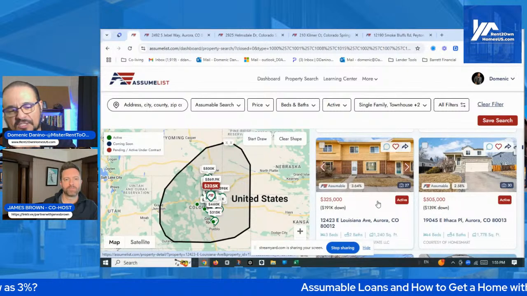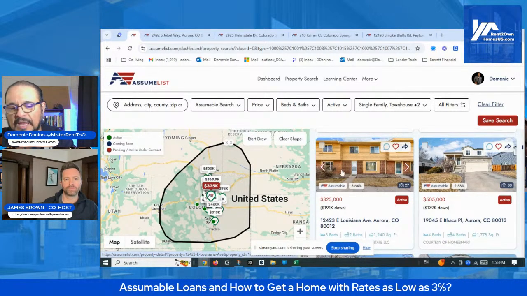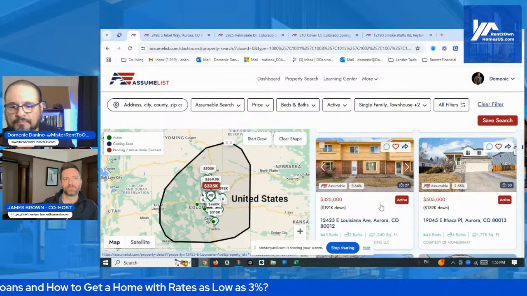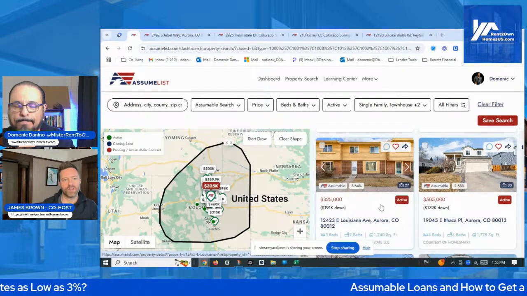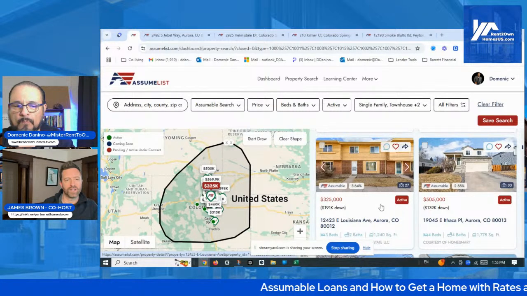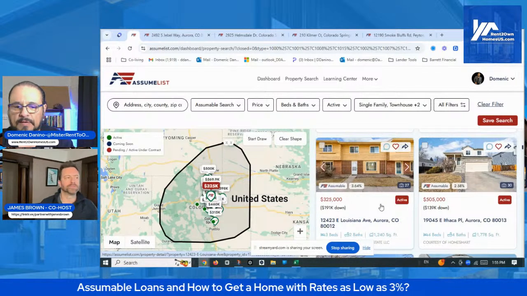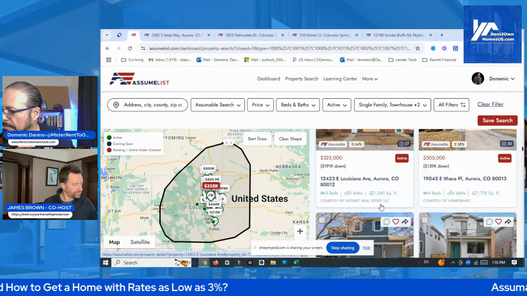If they have an FHA assumption, when they assume it, then you're released. But if you have a VA one, it may or may not get released depending on who the buyer is. If it's a VA buyer, it's released. If it's a non-VA buyer or non-VA investor, then it's not. We'll definitely talk about that. So that's the good and the bad.